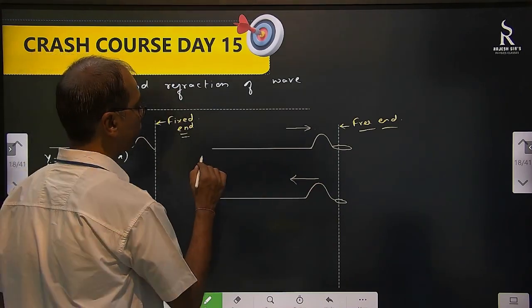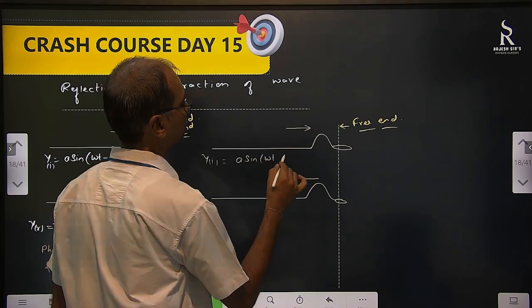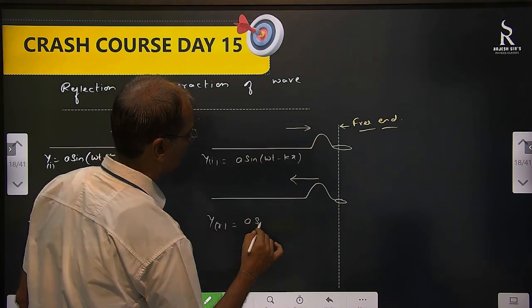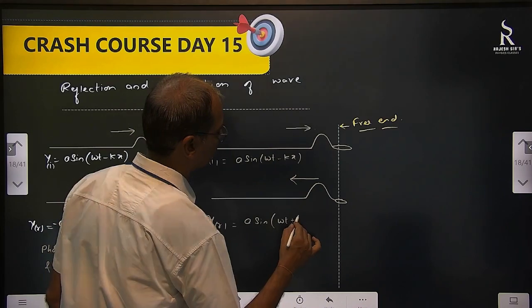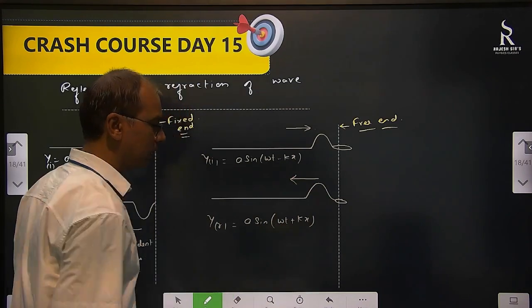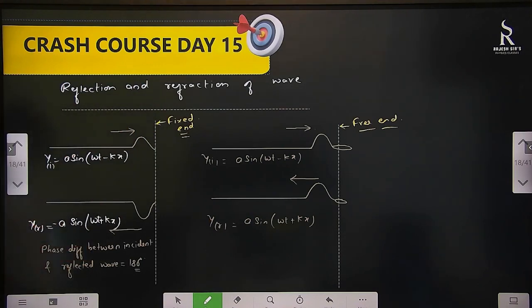So if the incident wave we write as A sine (omega t minus kx), then the reflected wave you should write as A sine (omega t plus kx). Because the direction is minus x, so here minus x we write, it will become plus kx. So this is how reflection through a free end we write, and this is how reflection through a fixed end we write. Here there is a phase change of 180 degrees. Here there is no phase change. Okay, so this is reflection at the moment, only reflection.